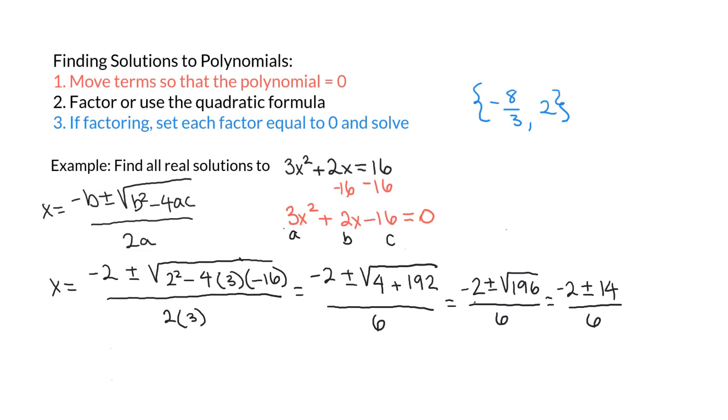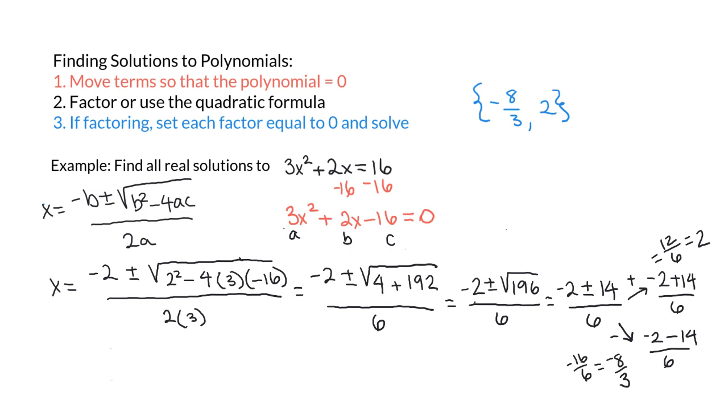So now the plus or minus means that we have a positive and a negative possibility. The positive possibility would be negative 2 plus 14 over 6. Simplifying that, negative 2 plus 14 is 12 over 6, which is 2. And then the negative possibility is negative 2 minus 14 over 6, which is negative 16 over 6, which reduces to negative 8 over 3.